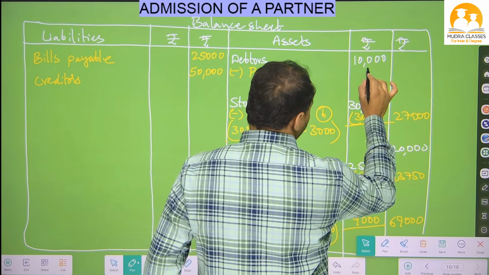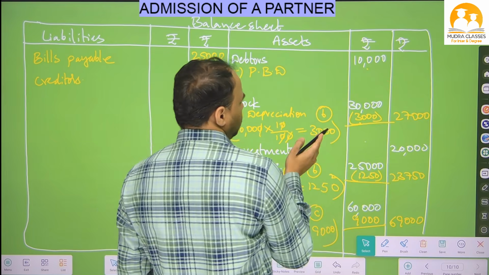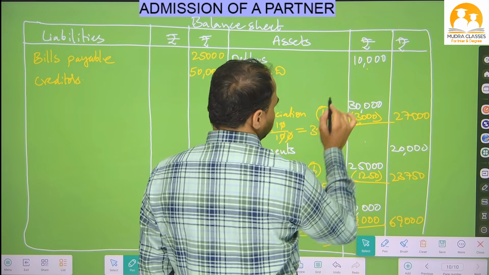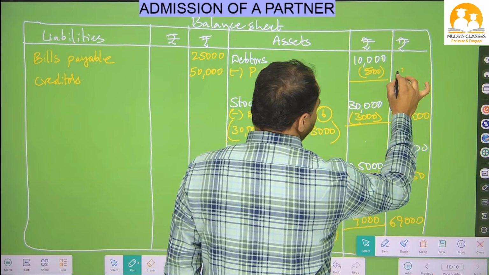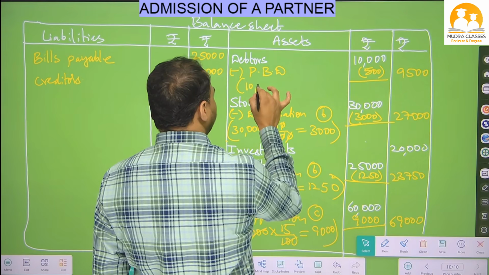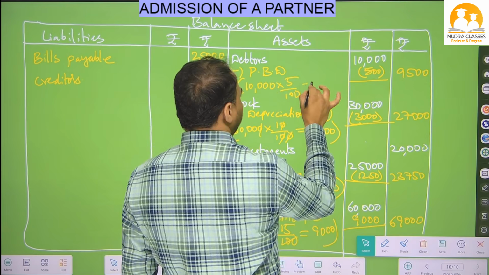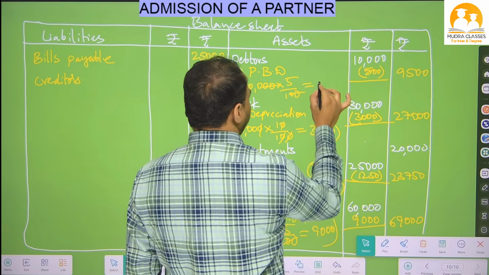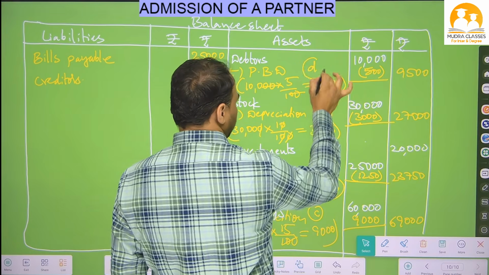That means only, see, on 10,000 rupees 10% means 1,000 rupees, but on 10,000 rupees 5% means only 500. So 10,000 minus 500, 9,500. So for your understanding, I will do here 10,000 rupees into 5%, 5 by 100. Two zeros cancel, 5 ones are 5, 2 zeros, so 500 rupees we have to deduct. This is adjustment number D.